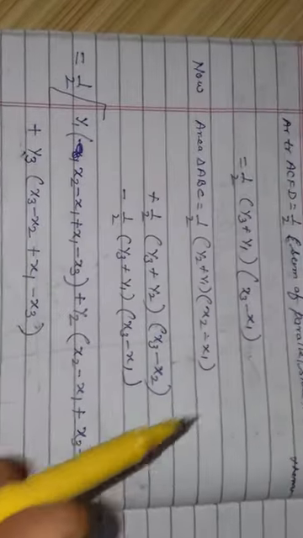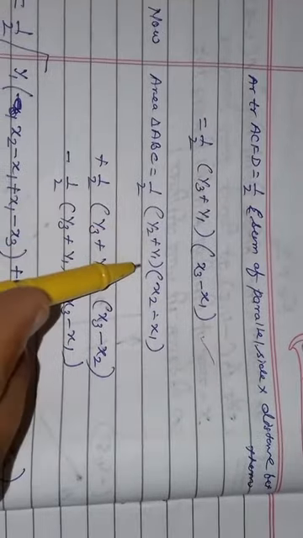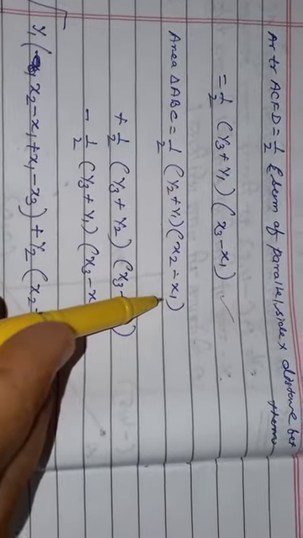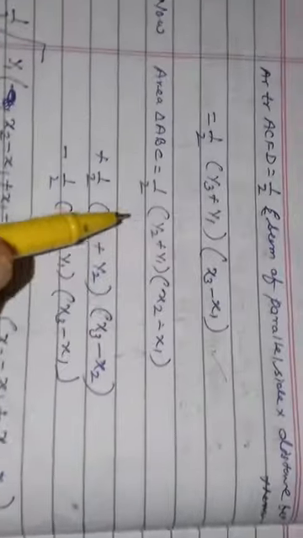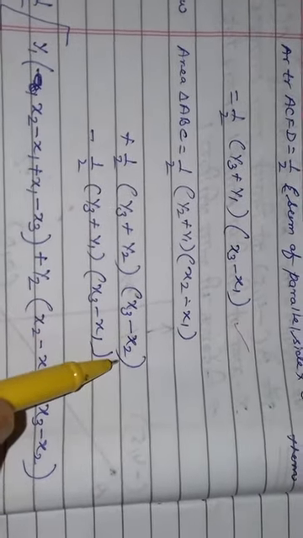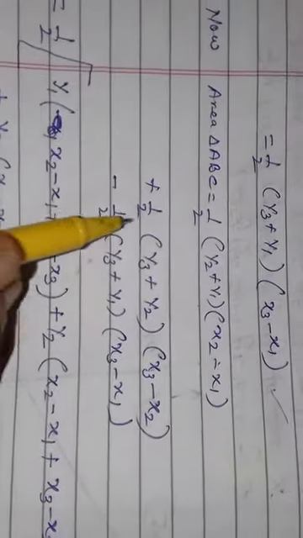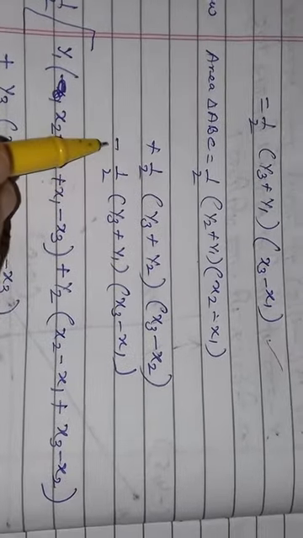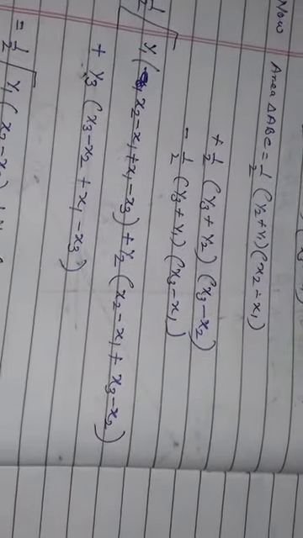Now it is written here. The first trapezium, area ABED, is 1 by 2 (y2 plus y1) into (x2 minus x1). The area of trapezium BCFE is half (y3 plus y2) into (x3 minus x2), and the area of trapezium ACFD is subtracted, so minus half (y3 plus y1) into (x3 minus x1).